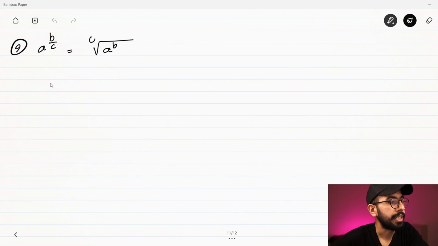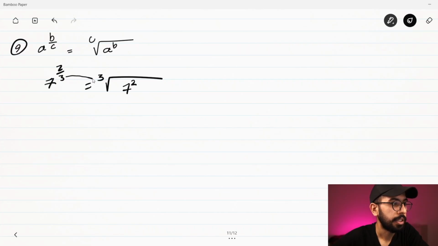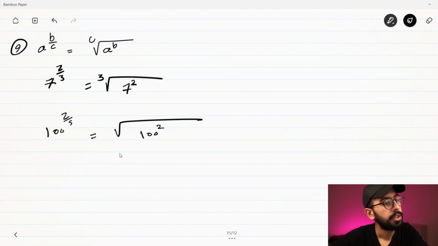So let's take an example. If we have 7 to the power of 2/3, it is the same as saying the cubic root of 7 to the power of 2. This 3 will come here and this 2 will be here. Yeah, that's just for explaining. Let's take another example. If we have 100 to the power of 2/5, it will be the same as saying the 5th root of 100 raised to the power of 2. Yeah, this is the last law, and it is important.